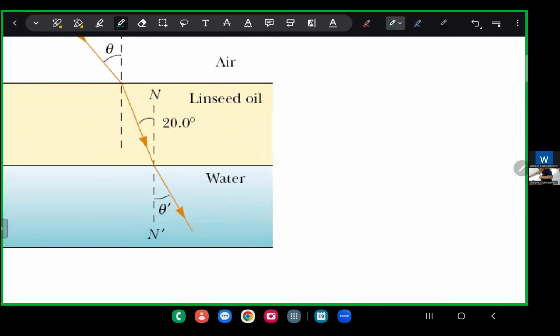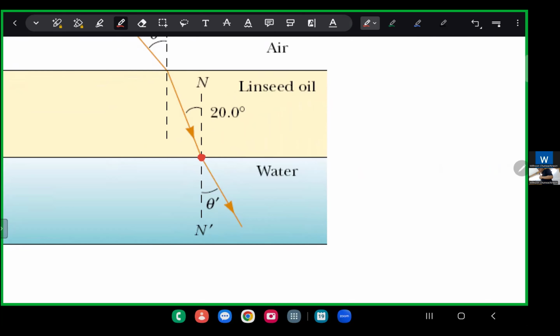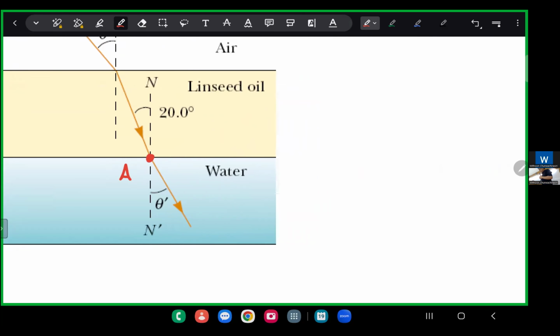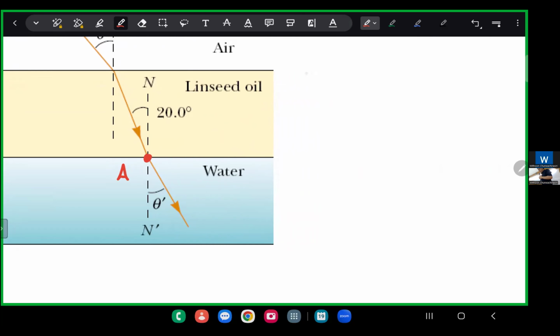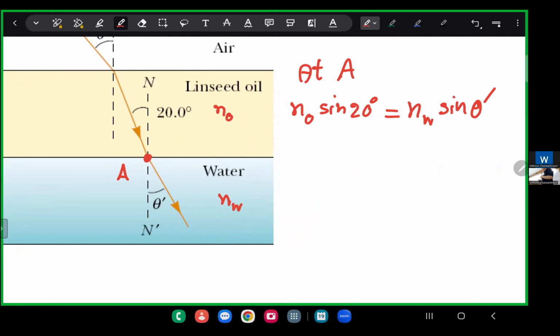Nothing at all, because look at this. Look at this point first. Let me name this point A. You already have all of the information needed to figure out theta prime. Can you see that? I can write down right away at point A. Start from the oil, N oil. Let me call this N sub O. And then you use sine 20 degrees, equal to, now you come down to water. Let me name this N_W, the index of water, and then you do sine theta prime.